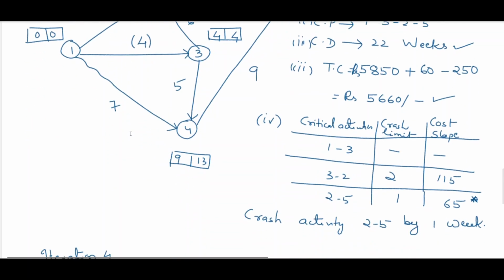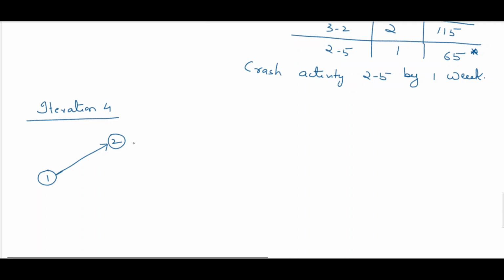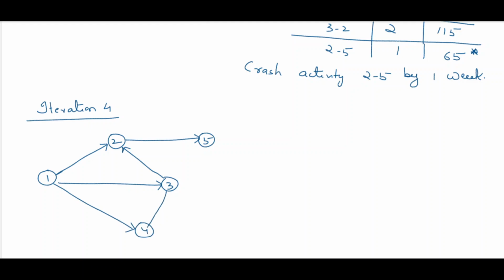We will draw the iteration 4 with regards to the network of iteration 3. So here 9, here I am giving 11. It was earlier 12. All others remain the same as regards to the network of iteration 3, 9.